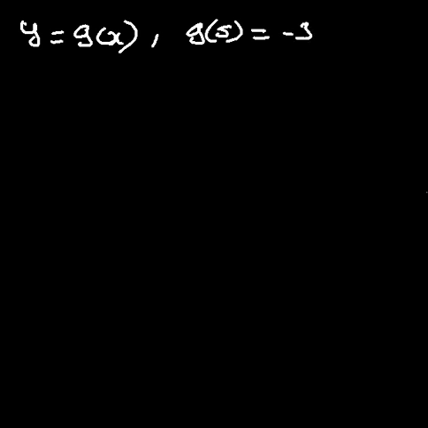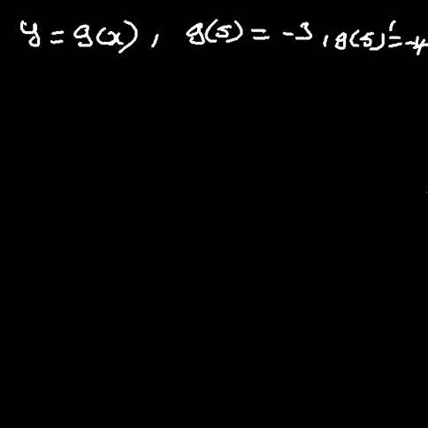And let's say we have the function, let's say y is equal to g of x, and we have g of 5 being given as negative 3, and g prime of 5 now being given as negative 4.